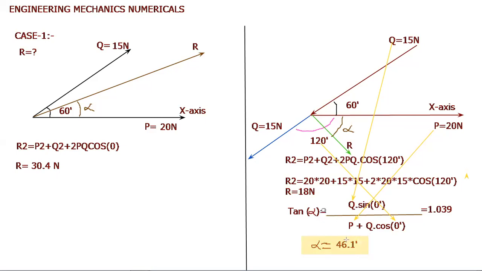So this will be the final value of the angle. This will be the value of resultant in case 1. R is equal to 18 Newton will be the value of resultant in second case. And for case 1 also, you have to find alpha in similar manner. So therefore, the tan of alpha you can find here also.